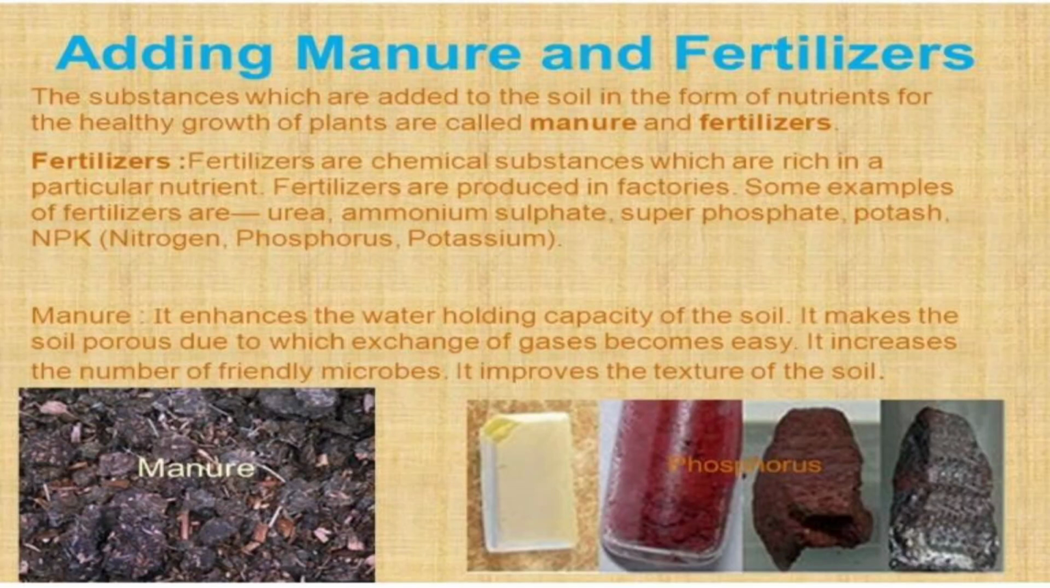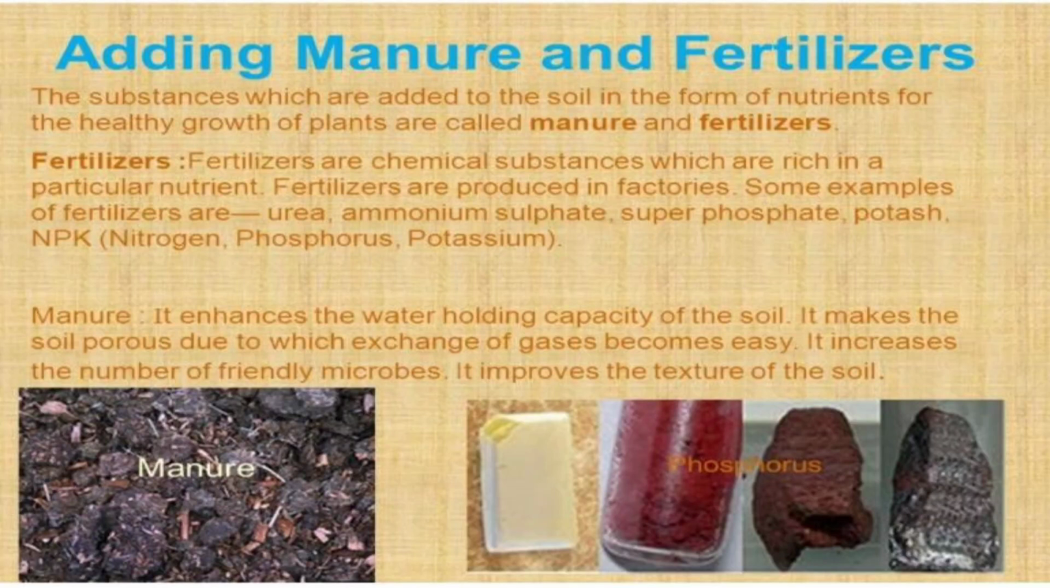The substances which are added to the soil in the form of nutrients for the healthy growth of plants are called manure and fertilizers. These substances are added to the soil to provide more nutrients for the healthy growth of the plants.